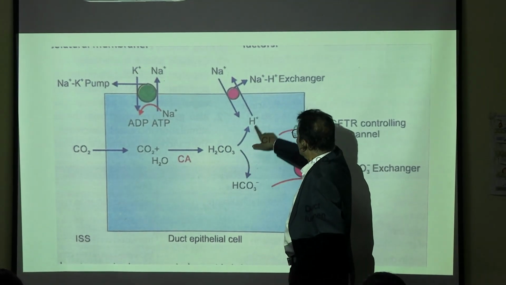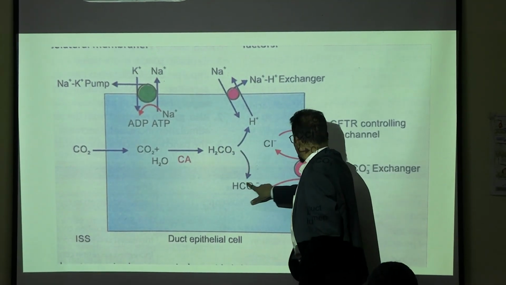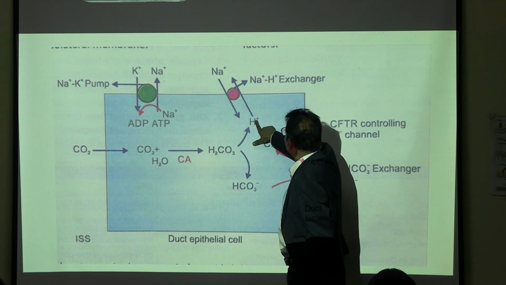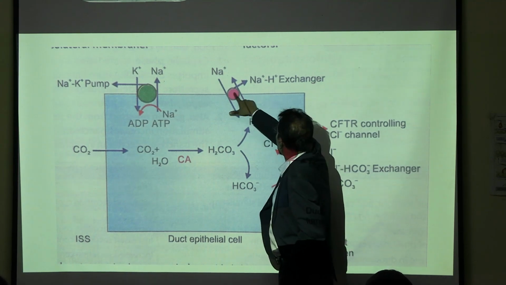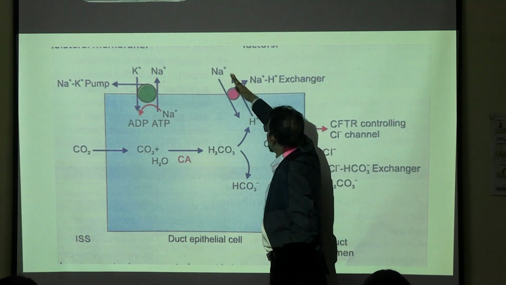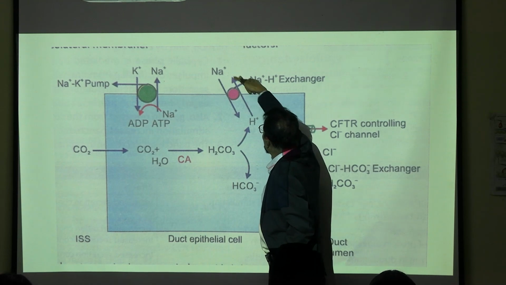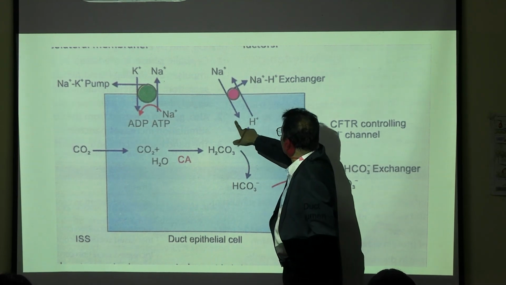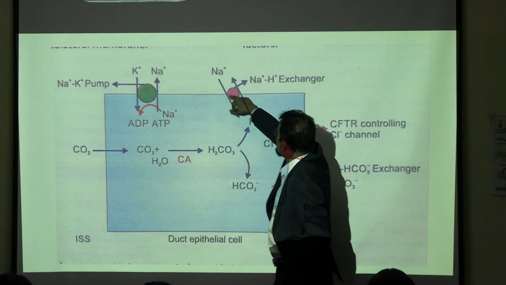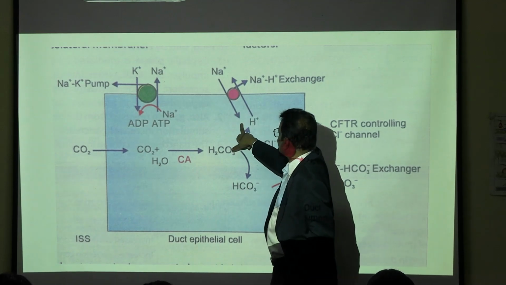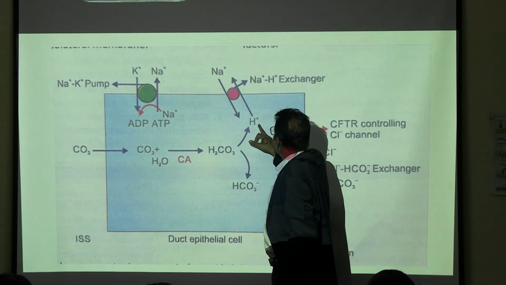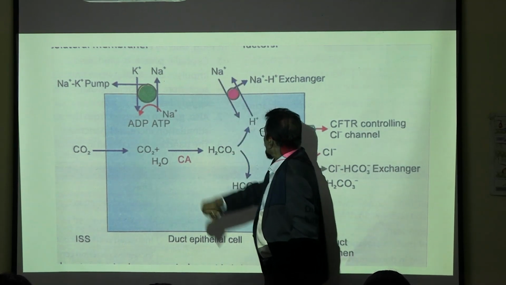Okay, now see what will happen to this hydrogen ion. What will happen to this hydrogen? So there will be a sodium hydrogen exchanger. So this hydrogen will be coming out with a proton, but the cell is then deficient of one proton, so it will be exchanged with this. So sodium will be coming in and hydrogen will be going out.